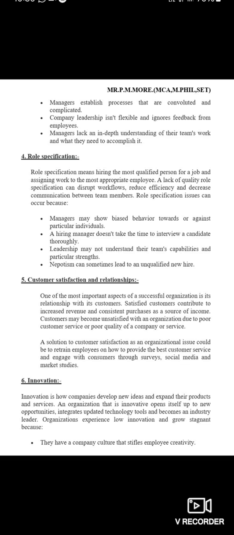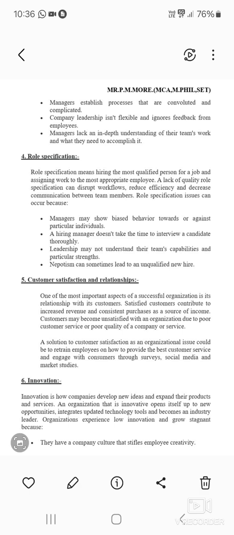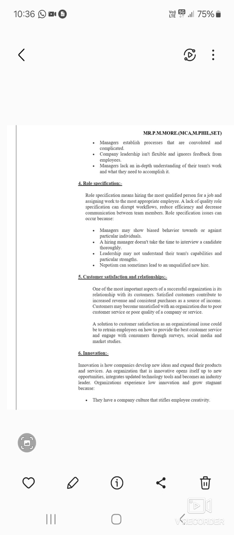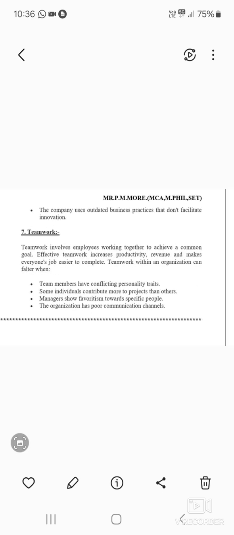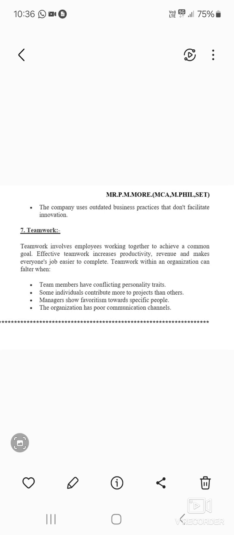Next issue is innovation. Innovation is how companies develop new ideas and expand their products and services. An organization that is innovative opens itself up to new opportunities, integrates updated technologies and tools, and becomes an industry leader. Organizations experience low innovation and grow stagnant because they have a company culture that stifles employee creativity. The company uses outdated business practices that don't facilitate innovation.